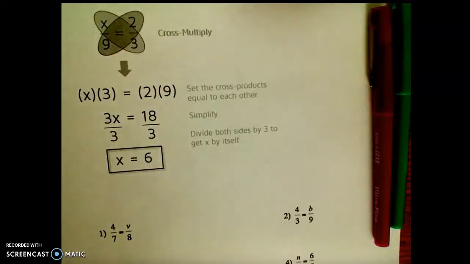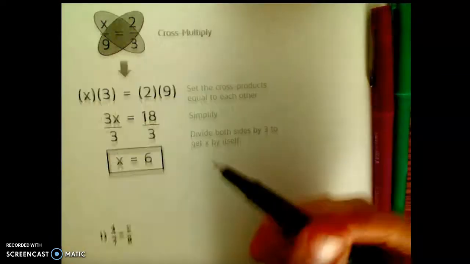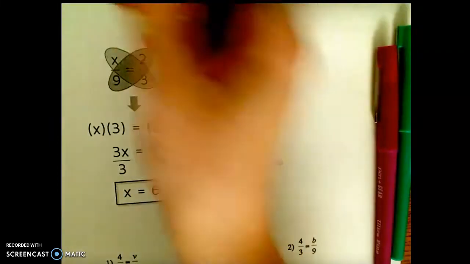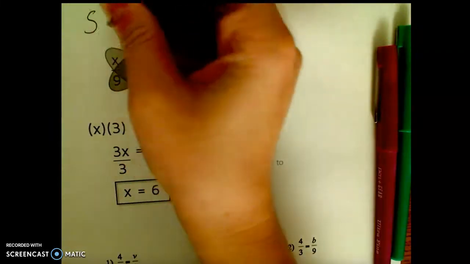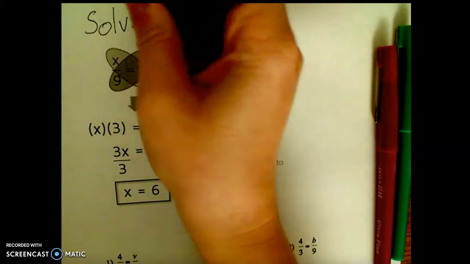Okay, today I'm super excited to teach you another application of that rule that we learned yesterday. Today we will be using cross products to solve for an unknown. That's what we're going to be doing today. So let's write it across the top of our paper.